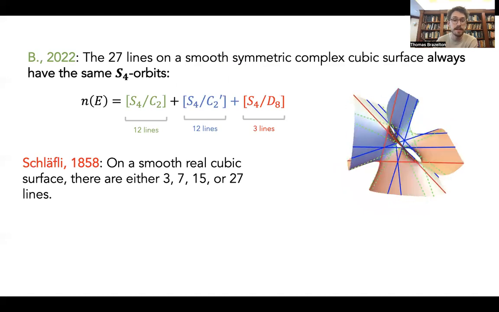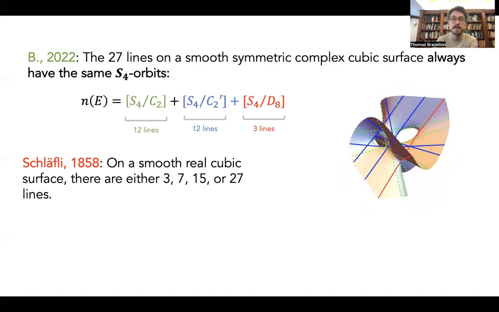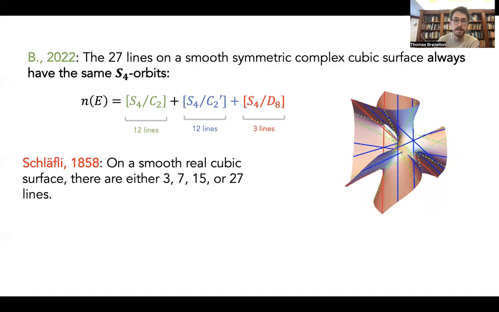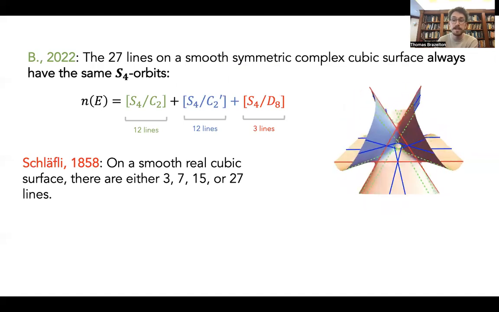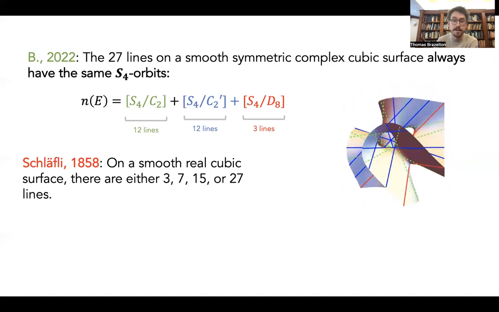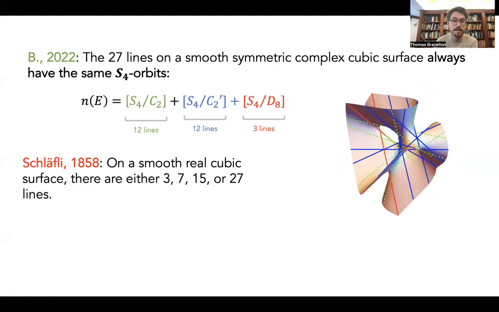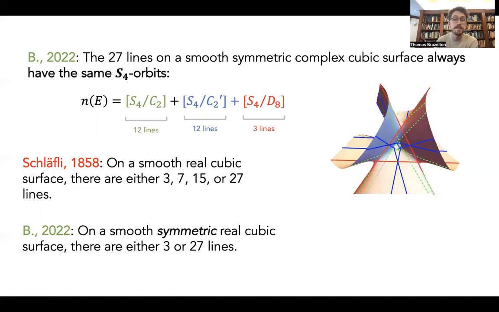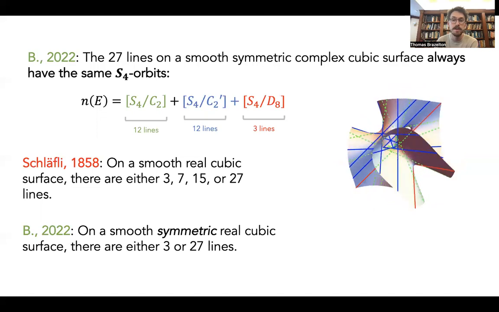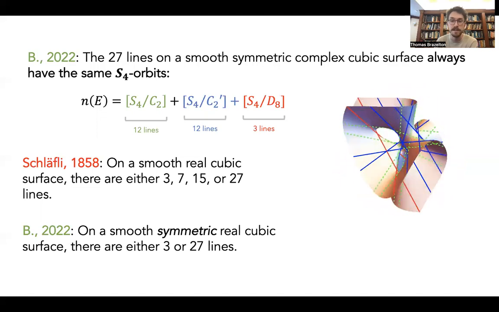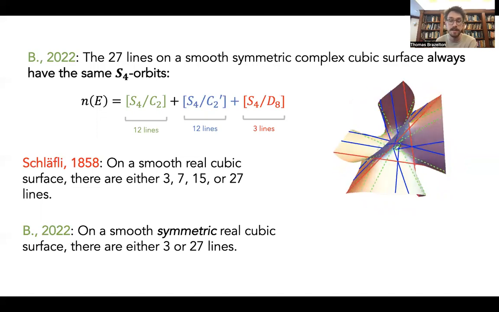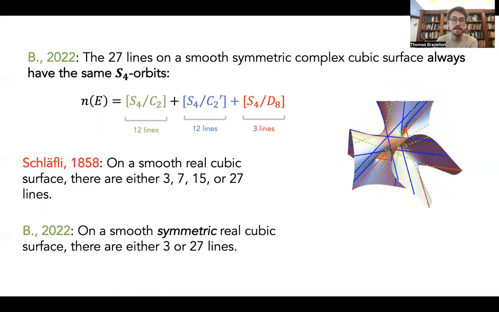Recall the Schläfli theorem that says that on a smooth real cubic surface, there are 3, 7, 15, or 27 lines. Under the presence of symmetry coming from this group action, we can actually refine these classical results. We can say that on a smooth symmetric real cubic surface, we only see 3 or 27 lines. The Clebsch here is a good example of the 27 lines, and the Fermat, for example, is an example of the 3.